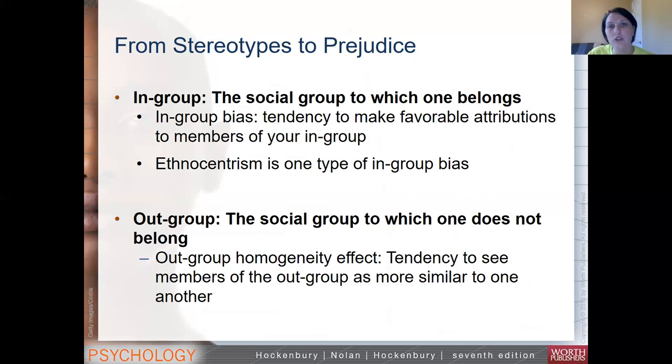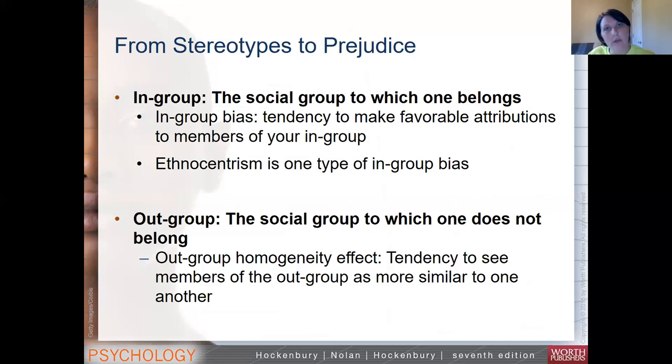And we tend to have a bias toward our own in-group, and you have favorable attributions to that particular group. You tend to like them better. You tend to make excuses for them. And then we also experience something called ethnocentrism, which is a type of in-group bias, which is basically thinking your culture is better than everyone else's. And I think pretty much everyone has this element of thinking that their own culture is the one that is right and the one that's the best. We all sort of have that implicit idea within us.